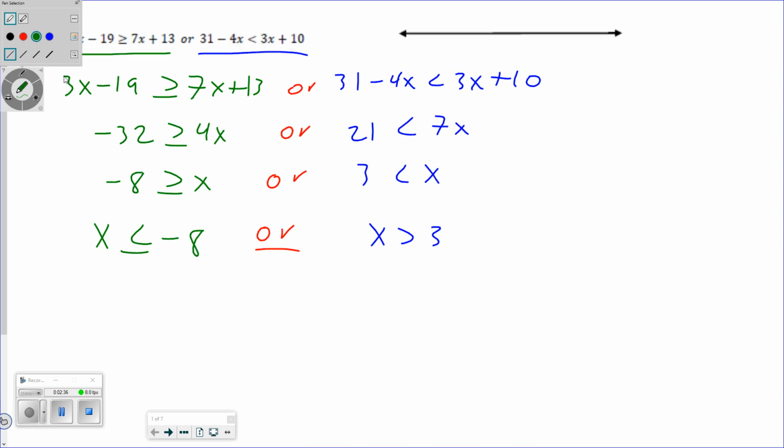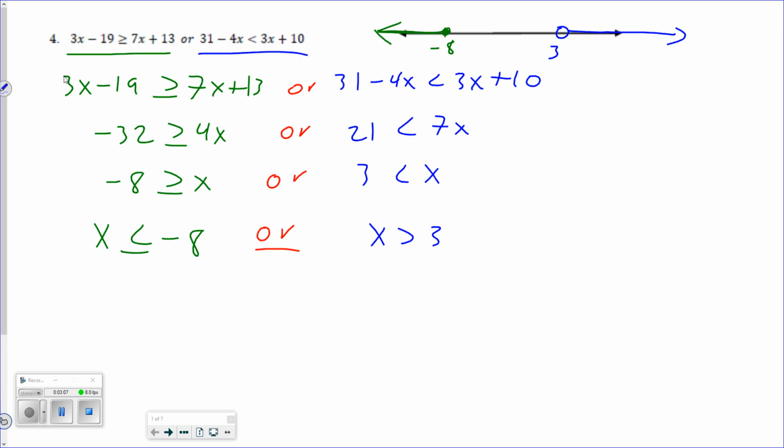So because it's an or, and because I only need one of them to work, when I graph my inequality, I have negative 8, which is going to be a filled in circle, and I want everything less than that. So I want everything to the left here. And for x is greater than 3, it's strictly greater than 3, so I'll put an empty circle at 3. Now everything bigger than that. And that's my whole line. That's my whole answer, because it's an or problem.